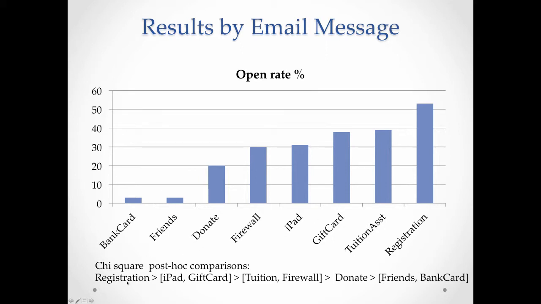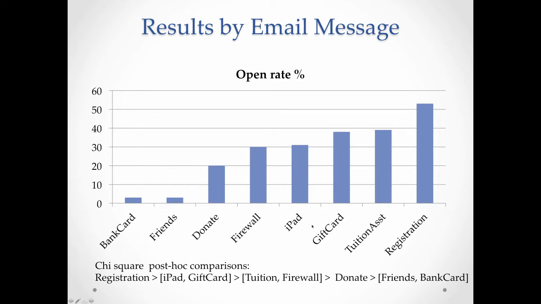The chi-squared post-hoc comparisons are statistical tests to see which of these response rates were statistically significantly different from each other. Those post-hoc comparison tests showed that the open rate for the registration condition was statistically significantly higher than in the iPad and gift card conditions. Again, this should be iPad and gift card. Those two were statistically significantly greater than the tuition and firewall conditions. Again, this should be tuition.